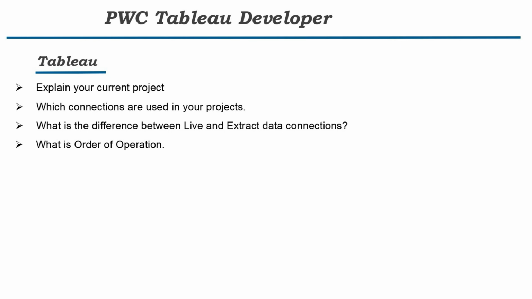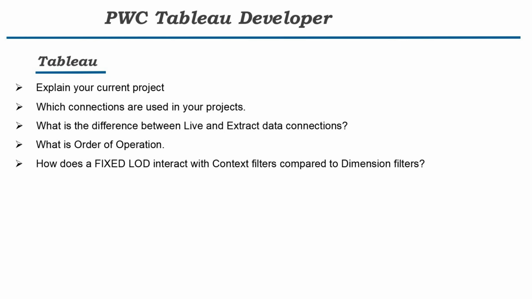Okay, now based on that, next question would be, how does fixed LOD interact with context filter compared to dimension filter? As you know, whenever we apply fixed LOD, the filters that we applied will not work here. So how it works is, if you look at the position of the fixed LOD, it comes after the context filter. Whenever we apply a context filter to a visual where fixed LOD is used, it will recalculate the value for the fixed LOD and then give a return. But fixed LOD is applied before the dimension filter, so whenever we add any dimension filter, it will remain the same in our dashboard.